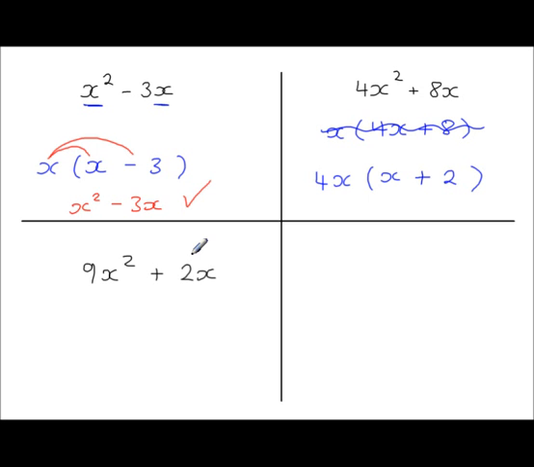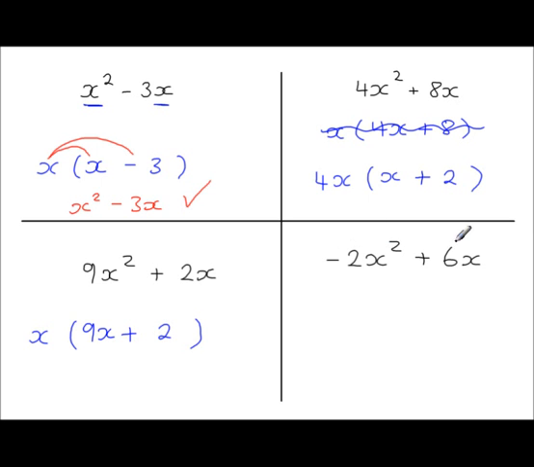In this example, I can only take out x from both of these terms. So then I've got 9x here, so x times 9x will give me 9x squared, and x times 2 will give 2x.